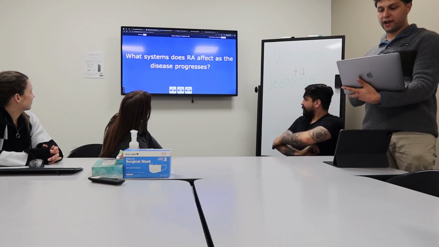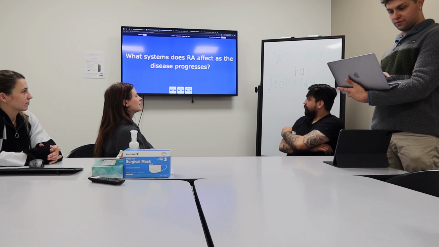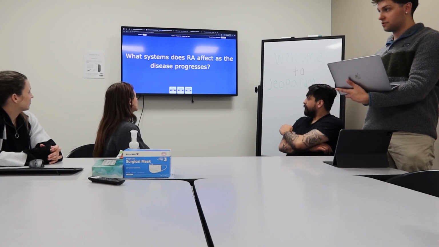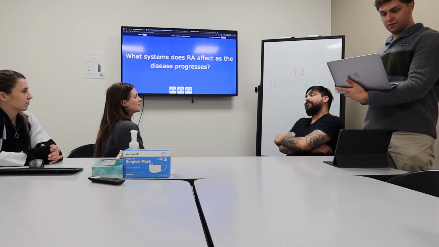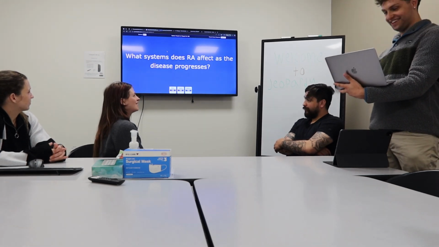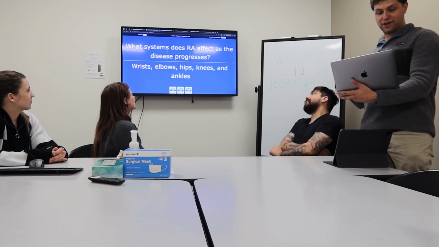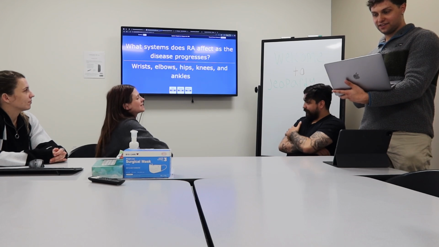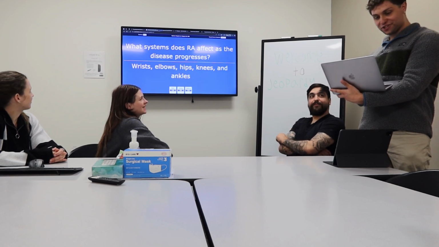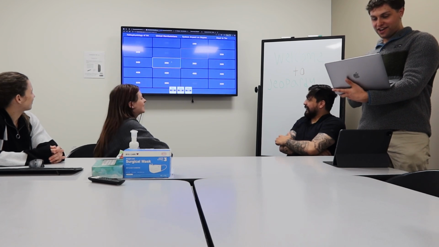What systems does RA affect as the disease progresses? You only have to name a few. Well, the joint, or the muscular. Is that your answer? Yeah, muscular. Okay. You're thinking about the actual joints. So it actually affects the wrists, elbows, hips, knees, and ankles. I just thought you meant the system. Oh, my bad. Unfortunately, no points, but you got that next time. Okay, Sean, which one do you choose?